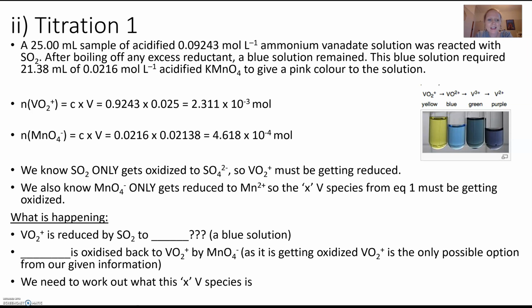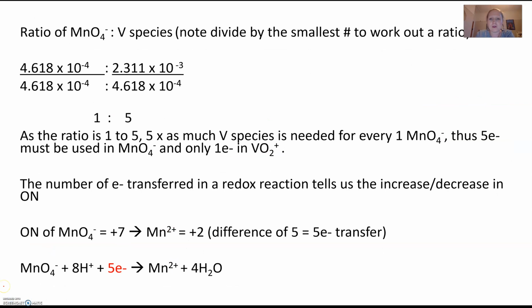This is part C. So we just talked about what was happening in the first titration, that VO2+ was being reduced by SO2 to something, we don't know what it is. That something gets oxidized back to VO2+ and MnO4- gets reduced. And they gave you enough information to work out the number of moles of VO2+ and the number of moles of MnO4-.